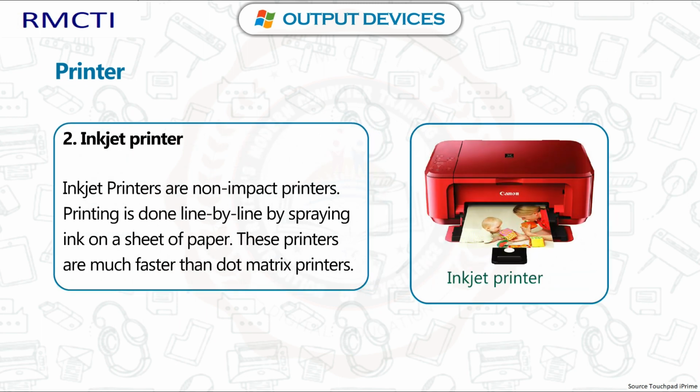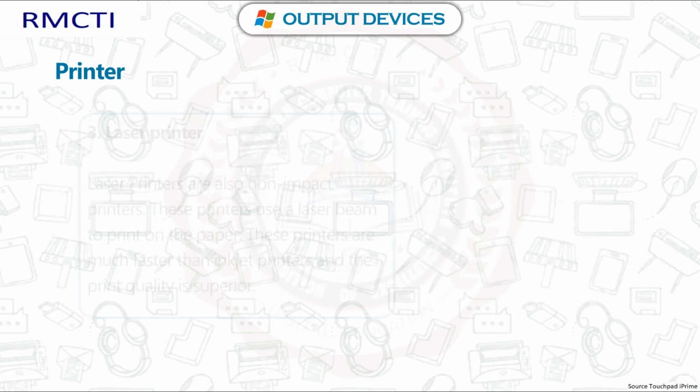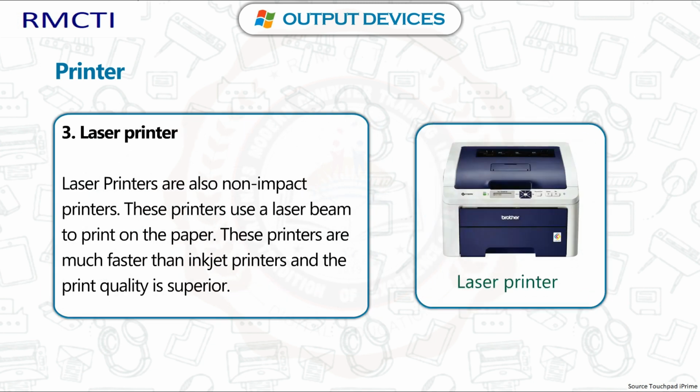Inkjet printer. Inkjet printers are non-impact printers. Printing is done line by line by spraying ink on a sheet of paper. These printers are much faster than dot matrix printers. 3. Laser printer. Laser printers are also non-impact printers. These printers use a laser beam to print on the paper. These printers are much faster than inkjet printers and the print quality is superior.